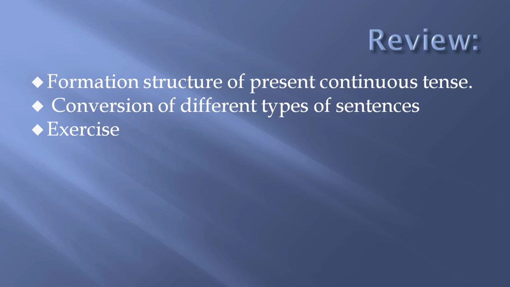Secondly, we follow traditional grammatical structure in active voice, but in passive voice, the object comes first and the subject at the end, and we use the third form of the verb. Secondly, we learned how to convert different types of sentences into passive voice, either they are positive, negative, interrogative, or who. And lastly, you solved an exercise based upon the concept.